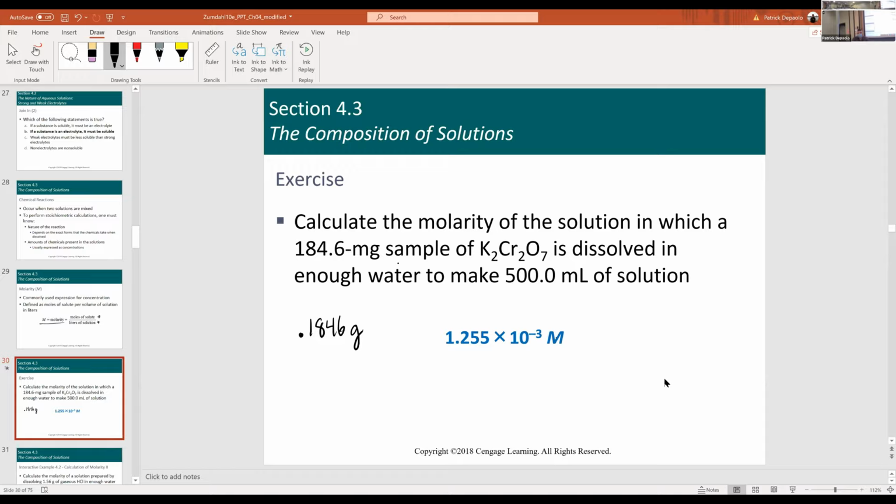So to figure out the moles of potassium dichromate, we need to know that because molarity, the big M, is equal to moles divided by your liters. So what is the molar mass of potassium dichromate? 294.2. That's probably right. Should be pretty big. So we know that the molar mass is 294.2. So now we divide that, and what do we get? Should be really small.